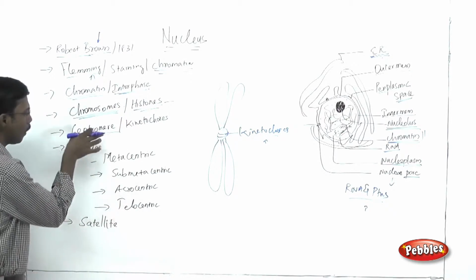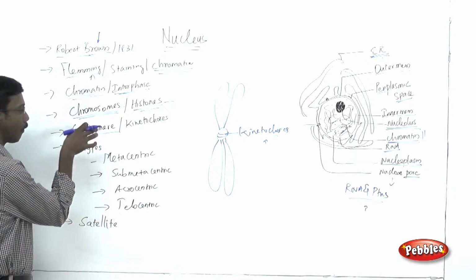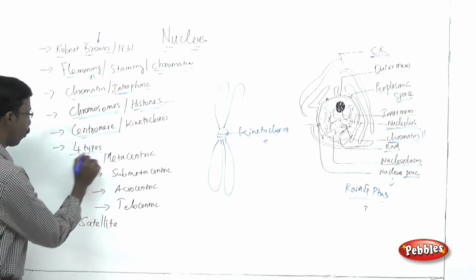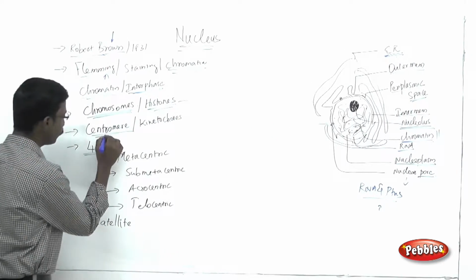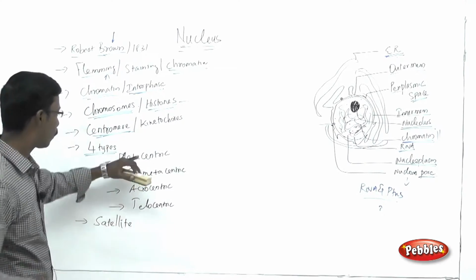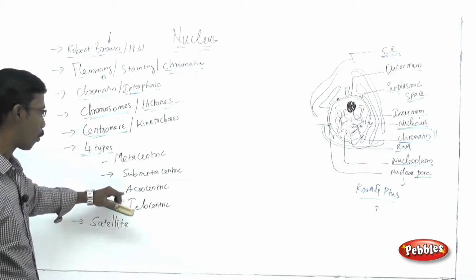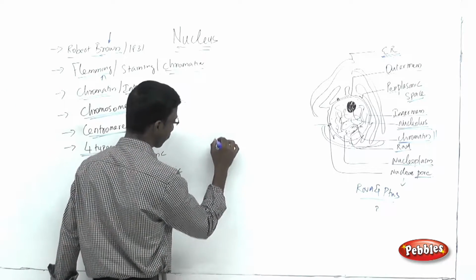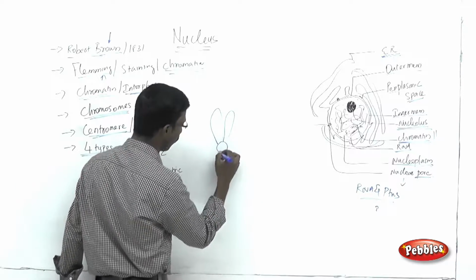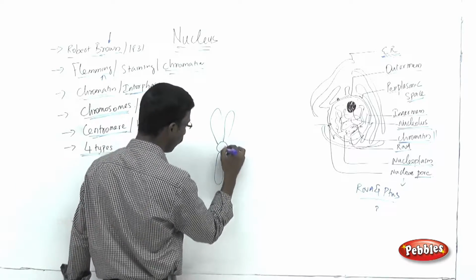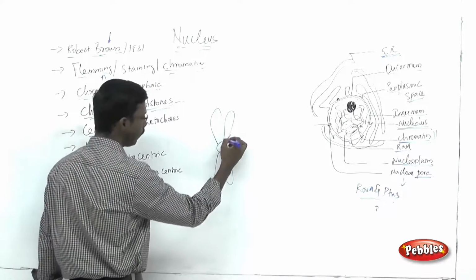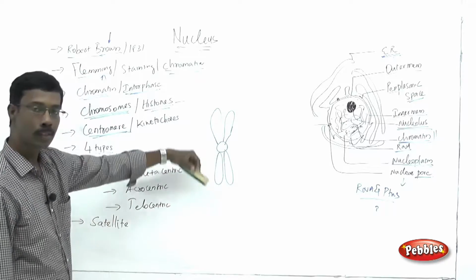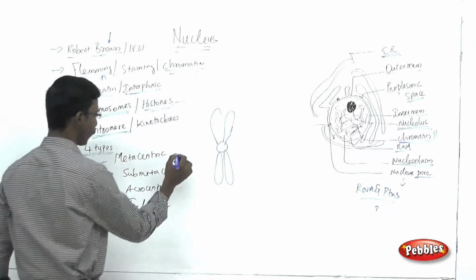Based on the position or the location of the centromere, we can divide the chromosomes into four types. There are four types based on the position of the centromere: metacentric, submetacentric, acrocentric and telocentric. So what is metacentric? Here, the position of the centromere is almost central, so you can see equal length of chromatids on both sides of the centromere.